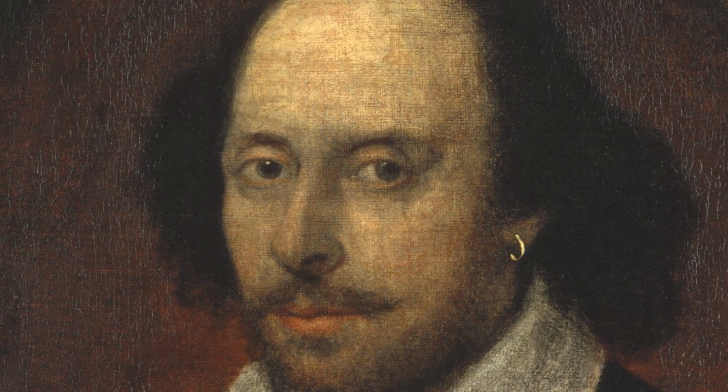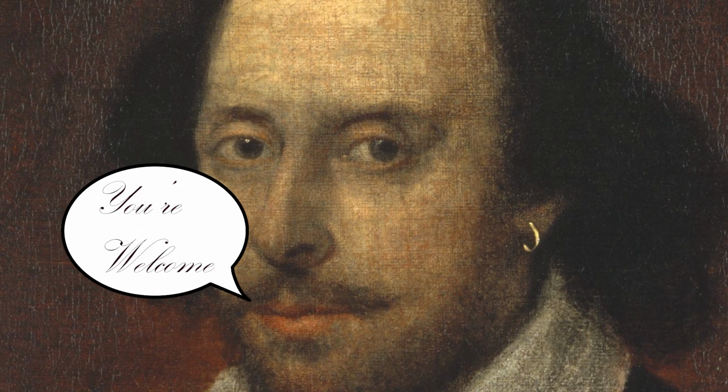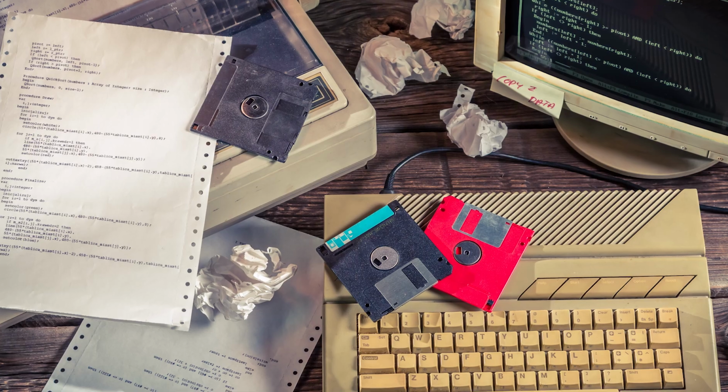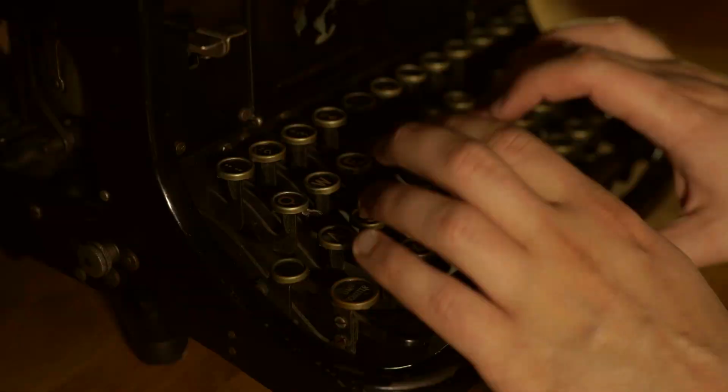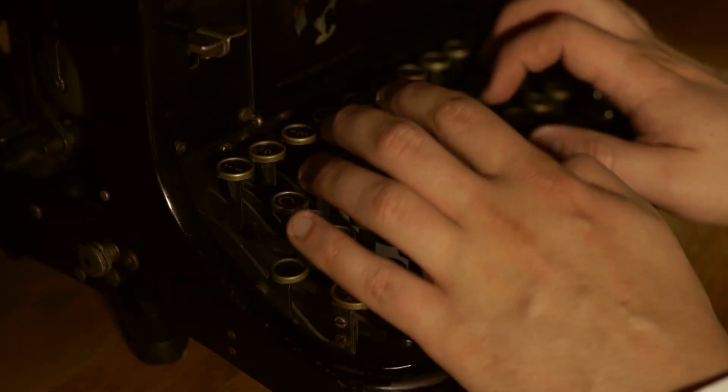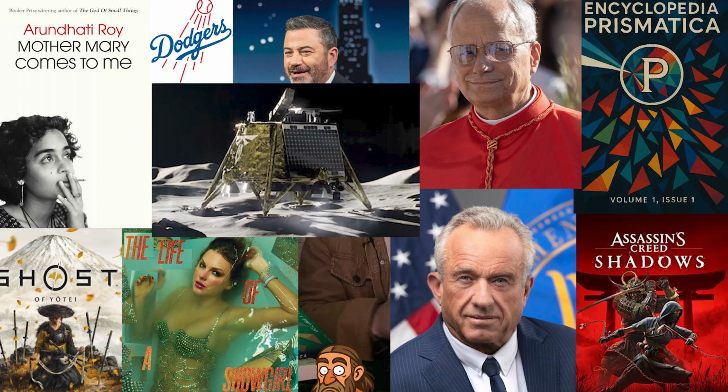We may not speak like Shakespeare, but he still influences the way we communicate with each other. We may not use dial-up modems or typewriters, but they still influence how we interact with technology. We may live in 2025, but 2025 is composed of centuries.